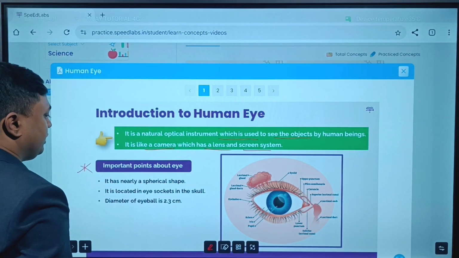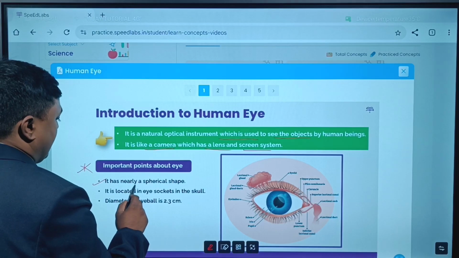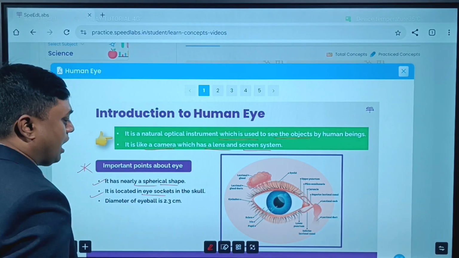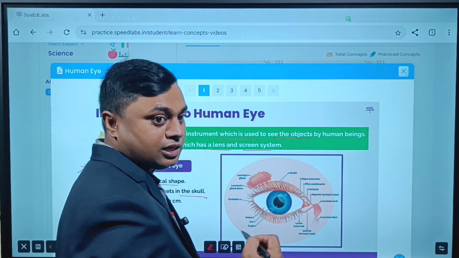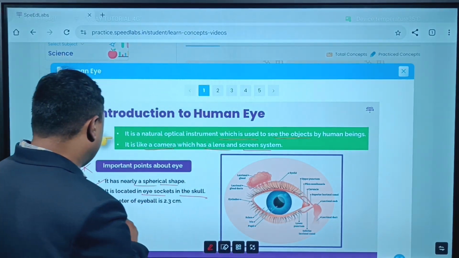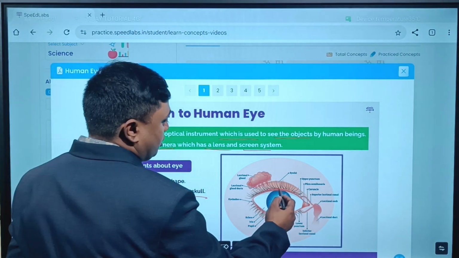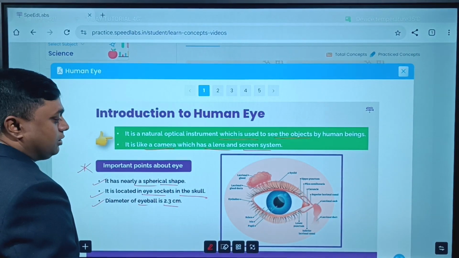So some key points are there. You should remember it has nearly a spherical shape. It is located in the eye socket which is there in the skull, and the diameter of the eyeball is 2.3 centimeter. So this diameter is how much? 2.3 centimeter. Yes or no?